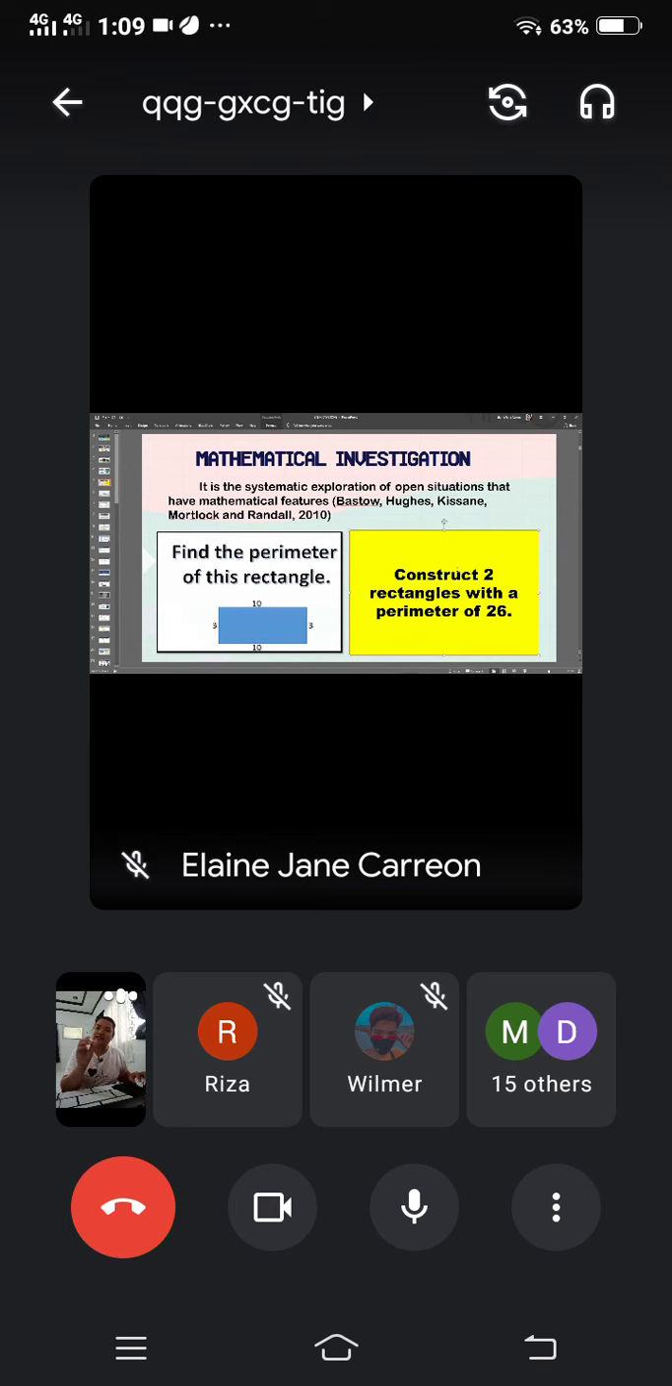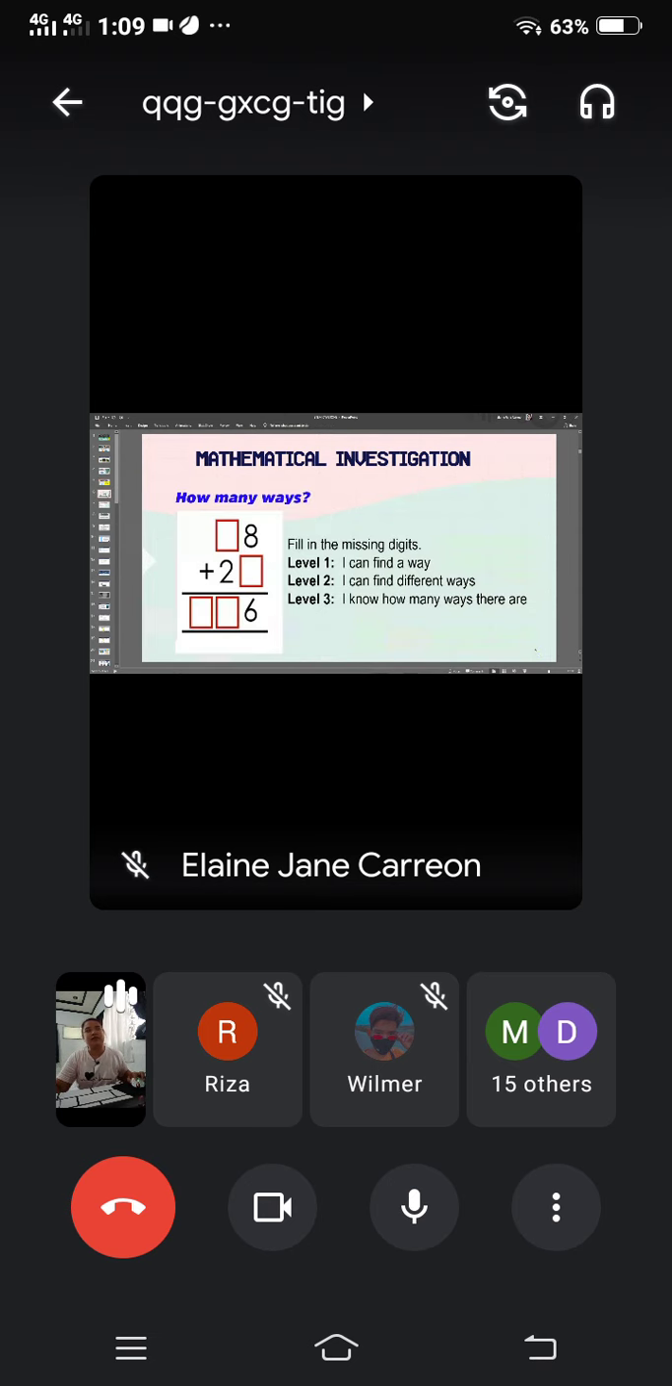But on the other hand, if the perimeter is given and you are going to find how long will be the width and the length, that's another situation that requires a deeper understanding, and you may use your critical and creative thinking in analyzing the problem. So you can use mathematical investigation in solving that. Next, how about this one?